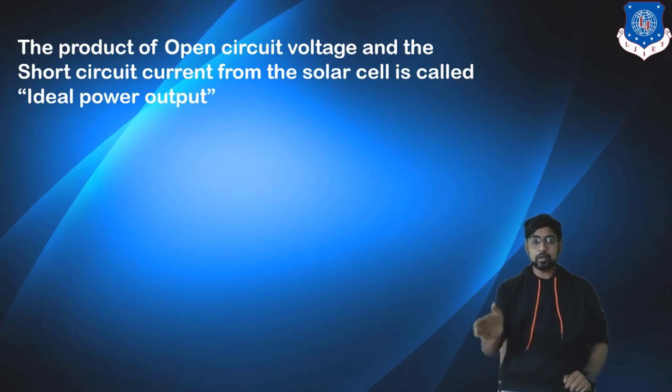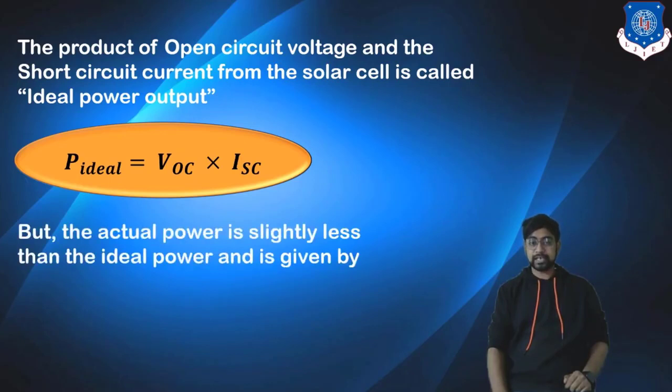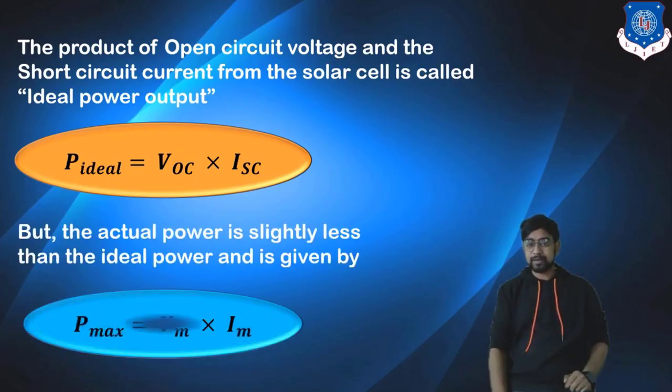Now the product of the open circuit voltage and the short circuit current gives you the ideal power output. That is, P ideal equals VOC times ISC. But the actual power you get is less than that. And what is that power called? Pmax equals Vm times Im. So you always need to differentiate between the P ideal value and the actual value.